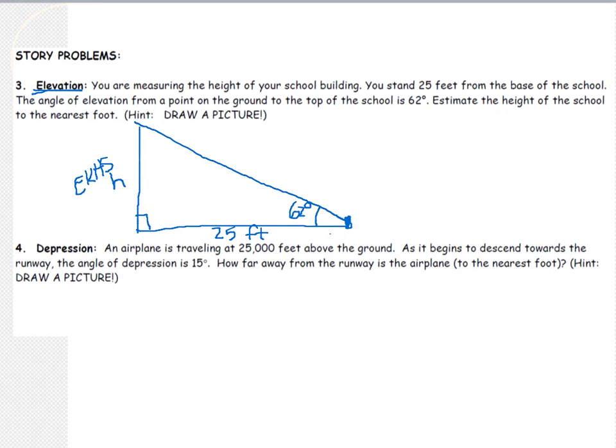So we're looking at the height here of EKHS. So now that I got my picture drawn in here, let's label these sides. So if 62 degrees, that's my theta. This 25-foot side is right next to it, so that is my adjacent. And then across from it, H is my opposite. So we have to think what uses adjacent and opposite. Well, that's tangent. So tangent of 62 degrees equals opposite, which is H, over adjacent, which is 25.